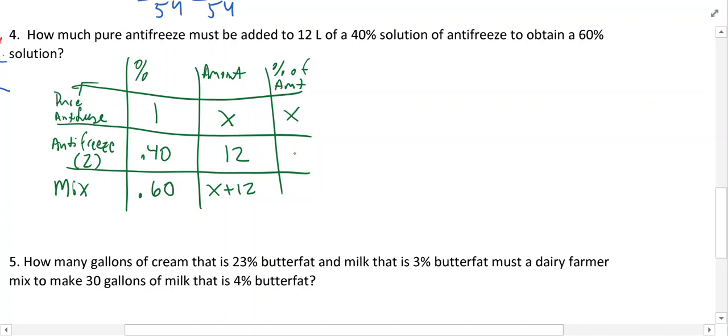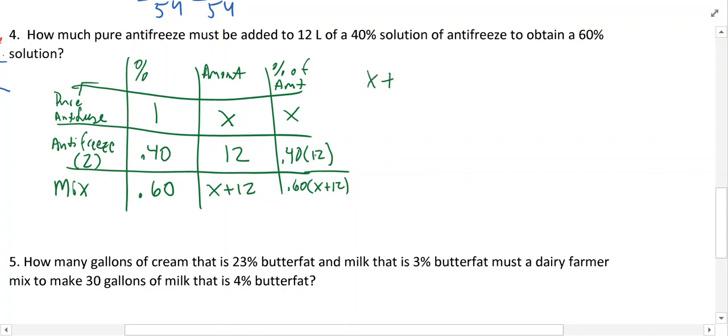Okay, but let's go ahead and fill in this percent of amount. Remember, when we go to the right along the row, we're multiplying. So you're saying 0.40 times 12, and then in this row I have 0.60 times x plus 12. Okay, so let's set up our equation. Since we're making this mixture, the pure antifreeze plus the other one together is going to equal the mixture. So your equation is going to be x plus, well, I'm going to go ahead and multiply these here.